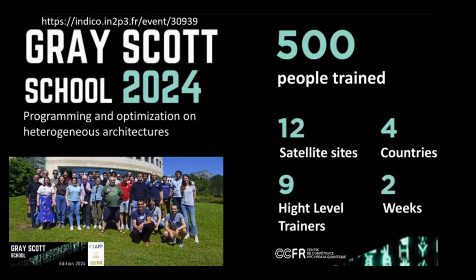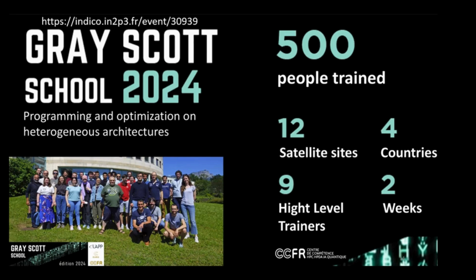Something else, because I introduced the Gray Scott School: it was organized by NCC France in July 2024. It was a 2-week HPC summer school, 1 week dedicated to CPU and 1 week to GPU, for programming and optimization on heterogeneous architecture. Something really interesting is that this summer school was accessible from 12 satellites in France, but also in other countries, because 4 countries participated with 9 teachers. Adrien is one of these 9 teachers. And we trained more than 500 people during this Gray Scott School.